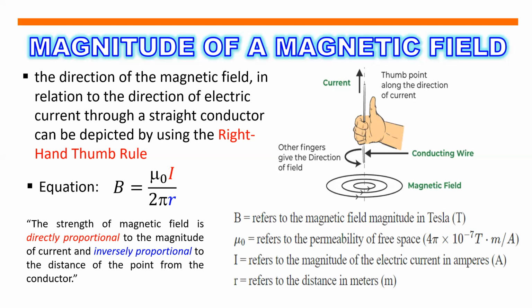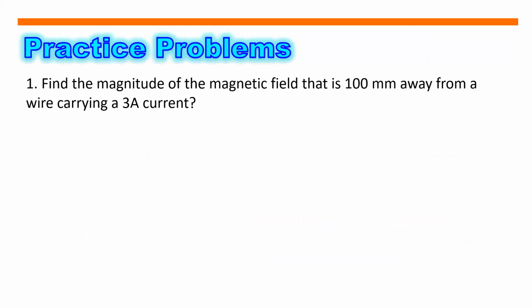Yung I natin, that refers to the electric current in amperes, and R is the distance ng object dun sa ating wire. Ang unit natin is in meters. So let's have a practice problem.